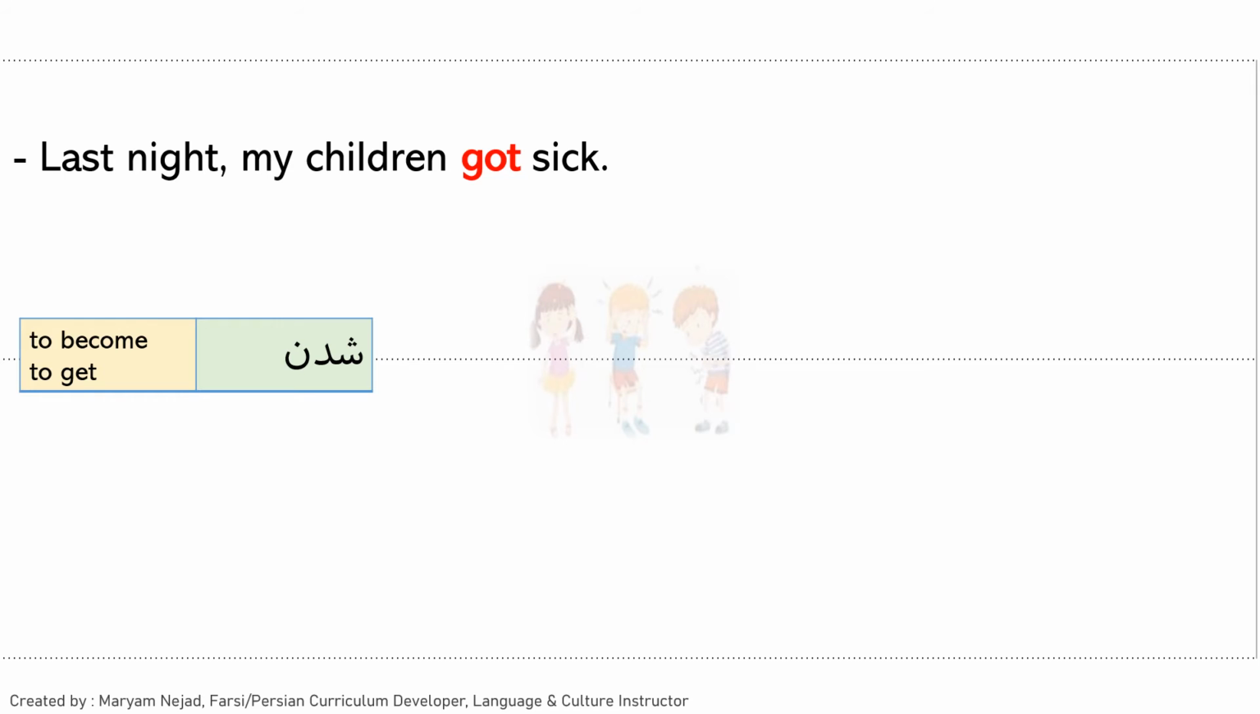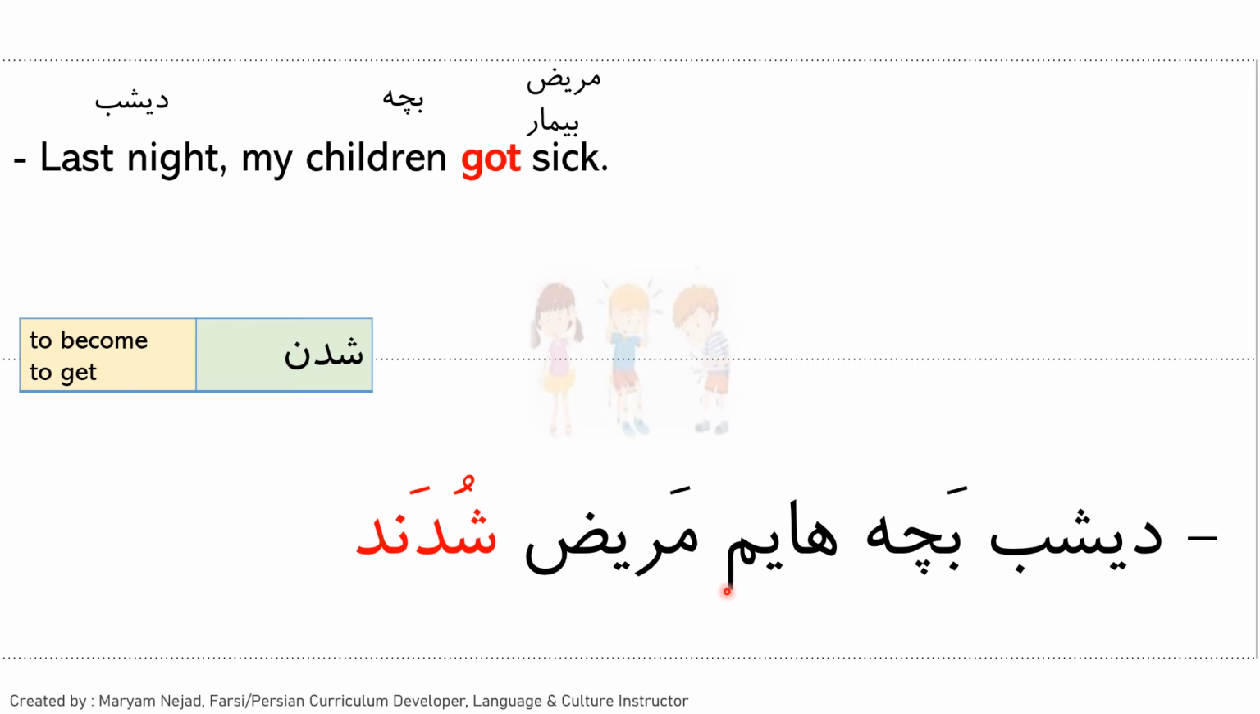And now the rest of the vocab, last night is دیشب, and then my children, so the word child is بچه. So when we are translating this sentence, we need to make this noun بچه plural, and then it also has a possessive adjective. And then sick is just مریض or بیمار. So here I'm going to start this sentence with the time adverb. دیشب بچه هایم مریض شدند.